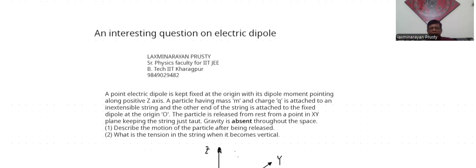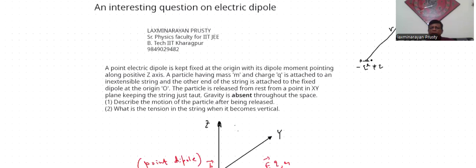That means if this is a dipole with minus Q and plus Q, this is L, and I'm observing the effect at a point P at a distance R, and R is very much greater than L. This is known as a point dipole. How much greater? At least R should be 100 times more than L as a thumb rule. I think you are aware of this concept. So this is a point dipole as far as the point P is concerned.